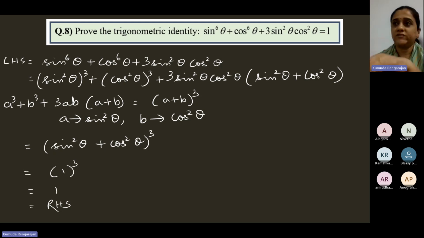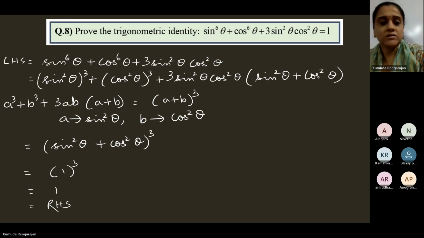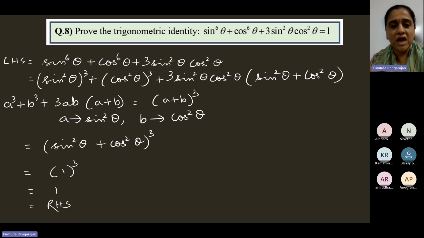So what is it that we have added? What is extra here? Sin square theta plus cos square theta. What's the value of that? 1. Yeah, so you can do it. A cube plus B cube. We have A cube plus B cube plus 3AB, but we don't have A plus B. So you just complete that A plus B, but you're not changing the value of the expression because it's just 1. The value is anyways 1.